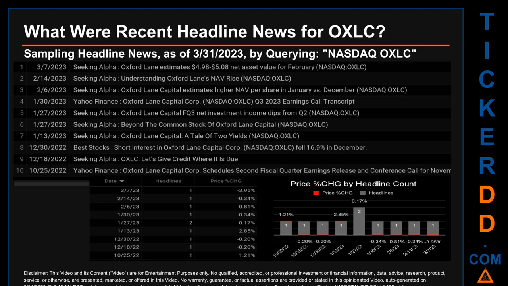Friday, January 13, 2023 was the day with the highest percentage change in price when we compare opening versus closing price for the ticker. The day saw a jump of 2.85% when OXLC opened trading at 5.61 and closed at $5.77. There was one found headline when Seeking Alpha published the headline that read, Oxford Lane Capital, a tale of 2 yields.